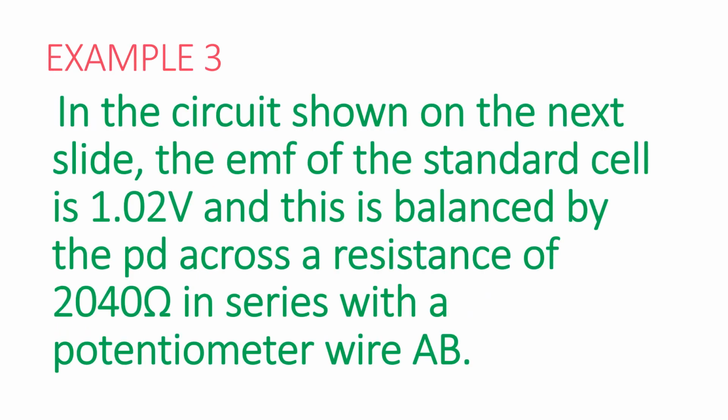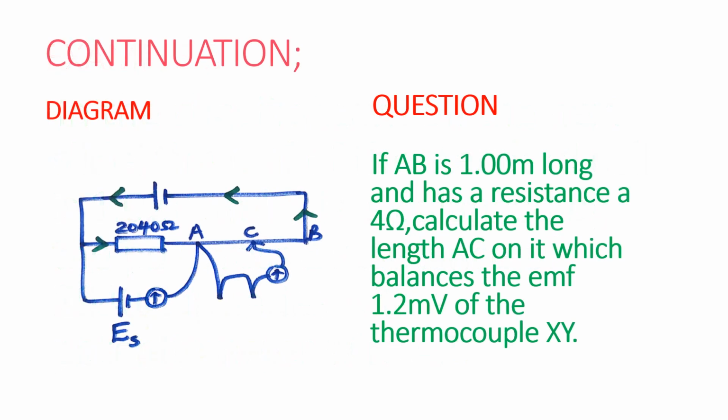Okay, example 3. In the circuit shown on the next slide, the EMF of the standard cell is 1.02 V, and this is balanced by the PD across a resistance of 2040 ohms in series with the potentiometer wire AB. So that is the diagram. AB is 1 meter long and has a resistance of 4 ohms. Calculate the length AC on it, which balances the EMF of 1.2 millivolts of the thermocouple.